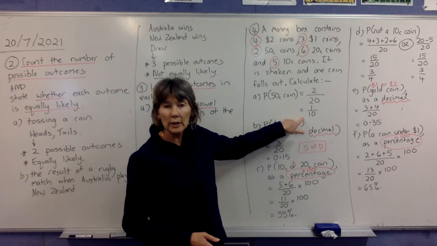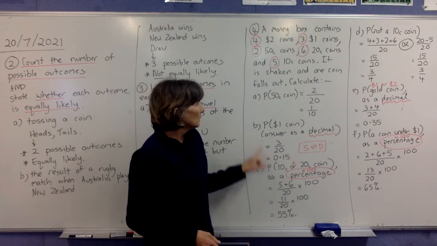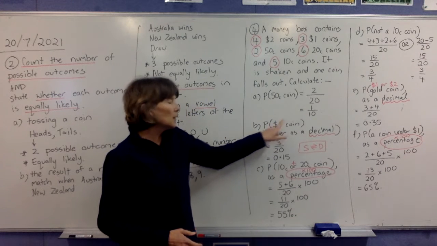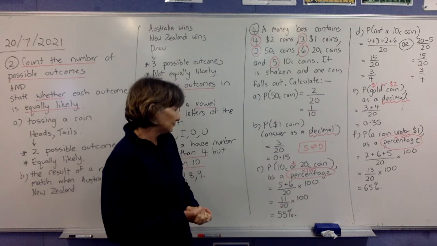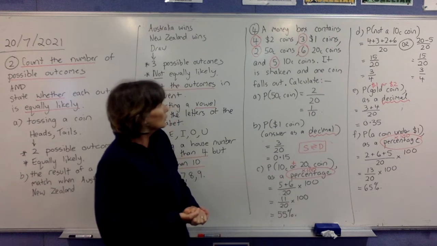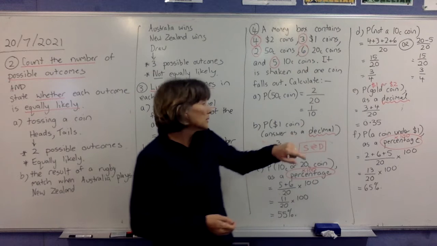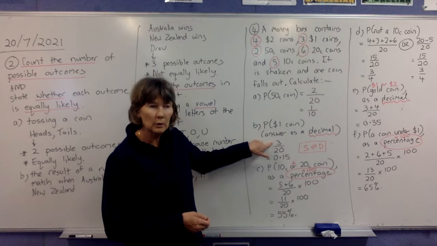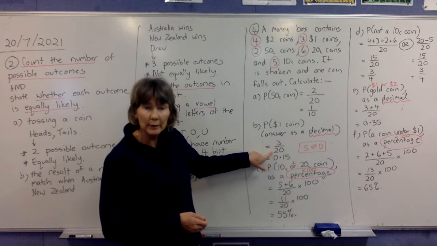Simplify it on your fraction key and you'll get 1 over 10. Next one, we're doing the probability of a dollar coin coming out. So we look at the dollar coins and we have 3 of them. So we have 3 $1 coins out of a total of 20 coins.